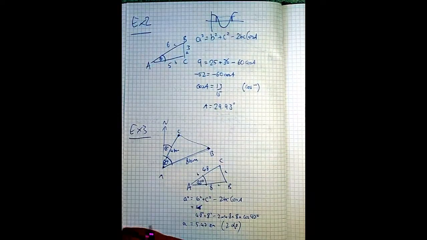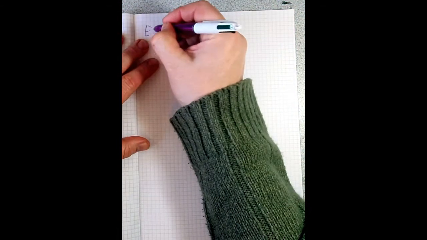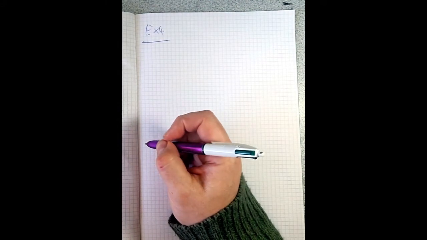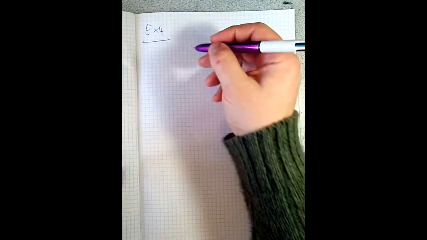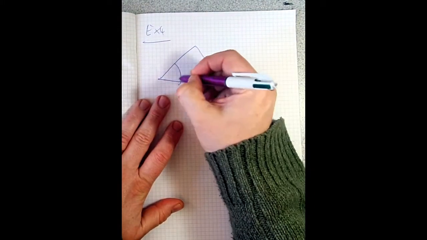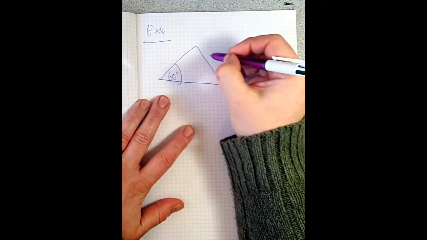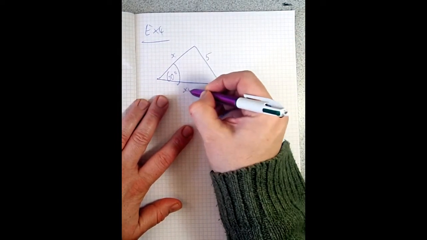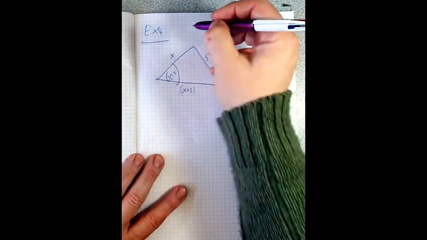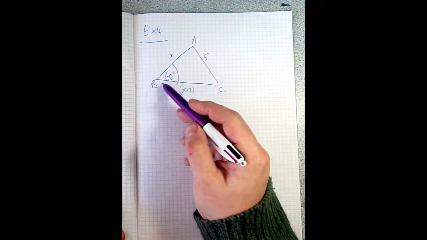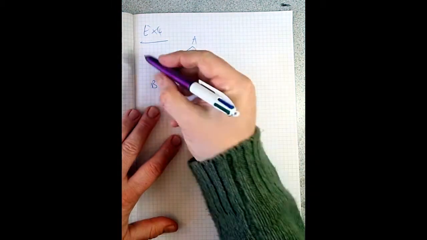Example 4, algebraic question. Find the value of x. Okay, here's my triangle. 5, 5x plus 2. Now they've labelled it not in the way that I want, because remember I want my angle to be A, so I'm going to relabel.